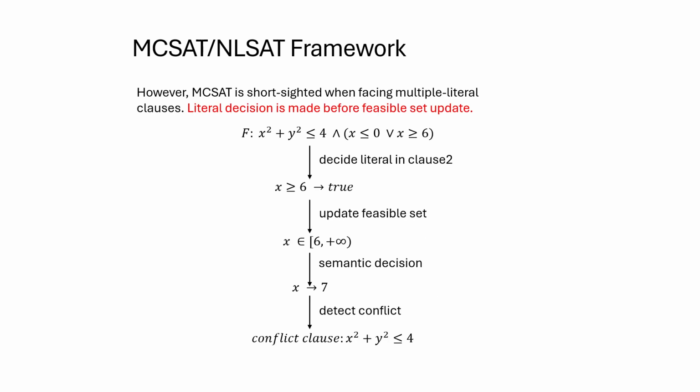However, ASE' is short-sighted when facing multiple literal clauses. For example, in the second clause, x is less than or equal to 0 or x is greater than or equal to 6. We must first decide the literal. For example, we decide the second literal to be true, and then we use that literal to update the feasible set and get a value for the variable x. We found that the first clause is in conflict. However, this could be true if we decide the first literal. This example tells us that the literal decision strategy is very important.